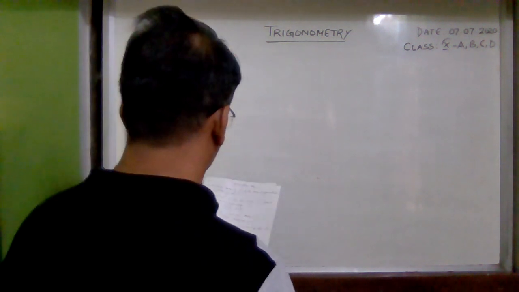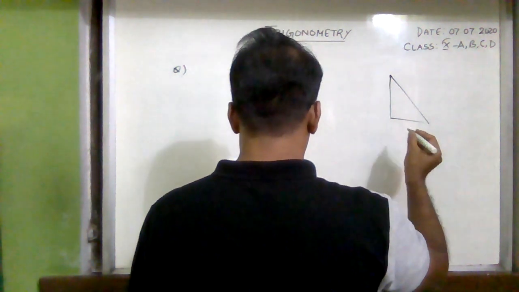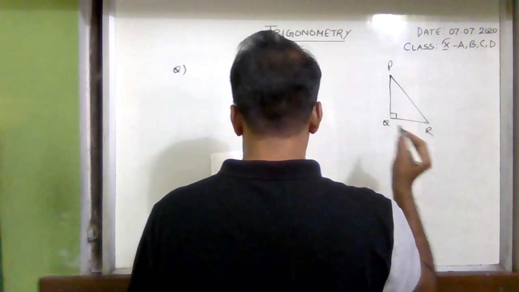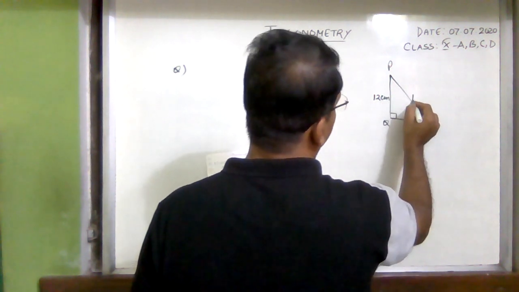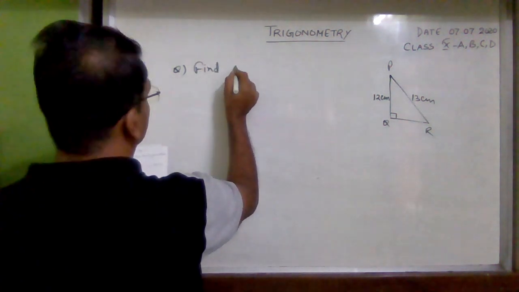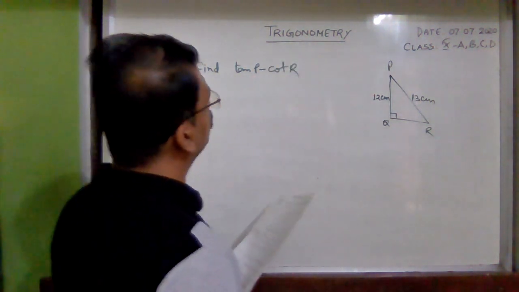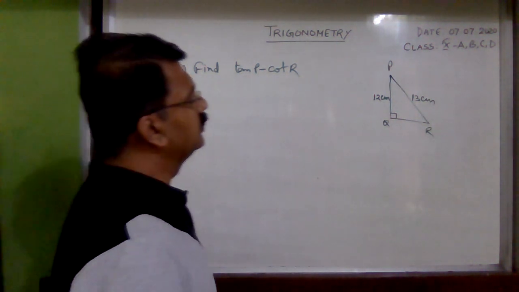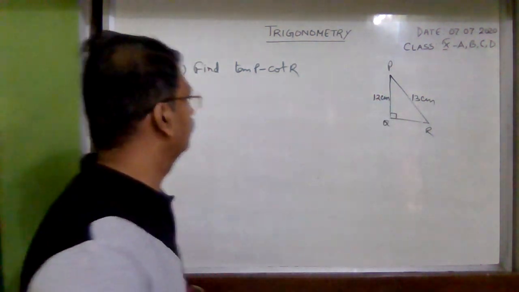Next question, there is a triangle PQR in which angle Q is 90 degree, and it is given that length of PQ is 12 centimeter and length of PR is 13 centimeter, and you have to find tan P minus cot R. You have to find tan P minus cot R. So first of all, using Pythagoras theorem, we will find the third side QR.